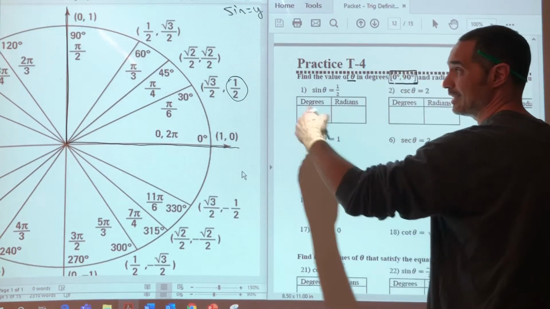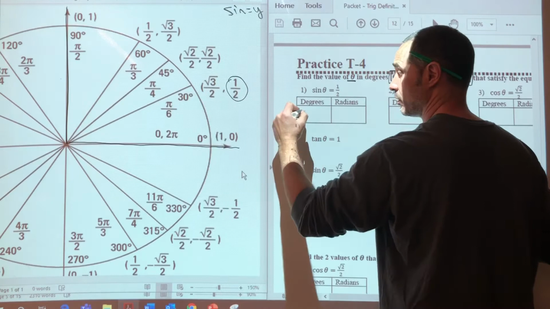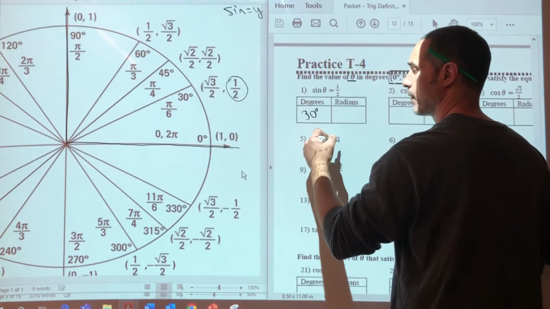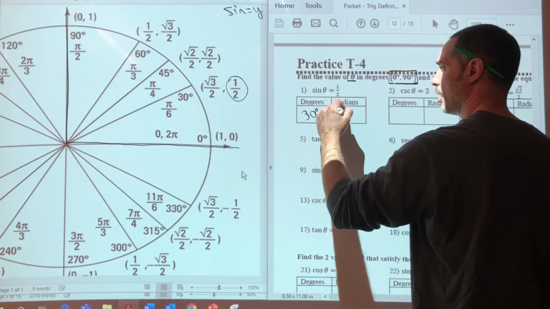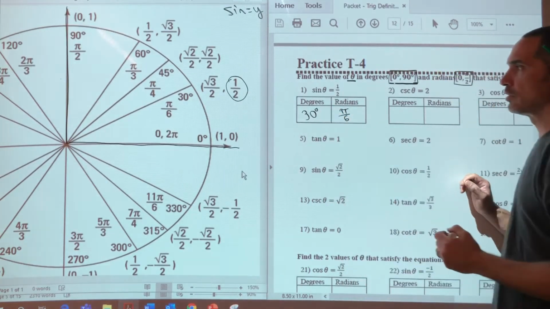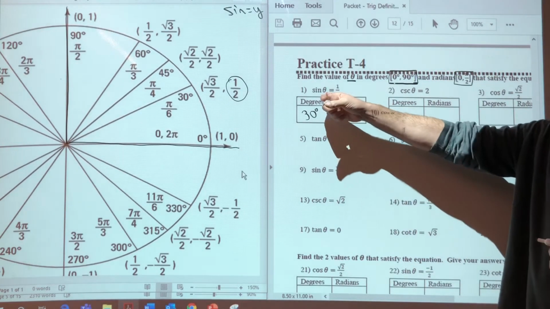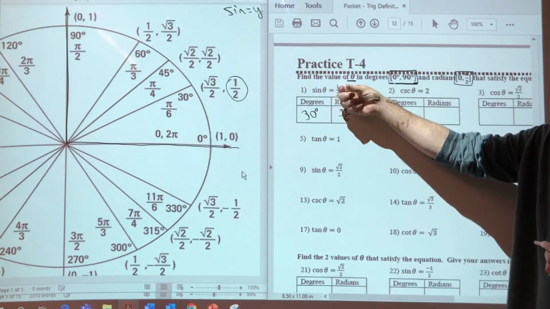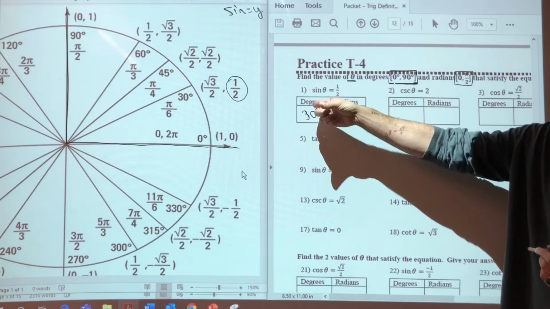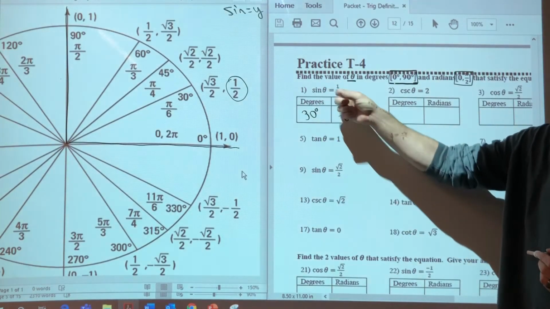And so the degree at that point is 30 degrees. So that's 30 degrees. And in radians, that would be pi over 6. So the angle whose sine is 1/2 is a 30-degree angle. The sine of 30 is 1/2. The sine of pi over 6 is 1/2.